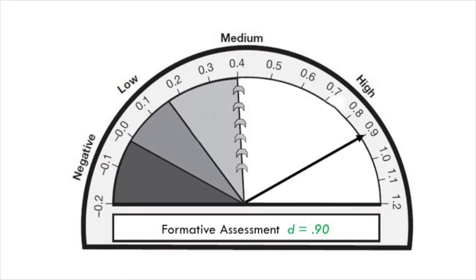The protractor graphic shows effect sizes ranging from negative 0.2 to 1.2. Yes, it is possible for an instructional strategy to have a negative effect size. As you see by where the arrow points, the effect size of formative assessment is well within the zone of desired effects and has a high effect size. So, what exactly is formative assessment and how does it differ from summative assessment?